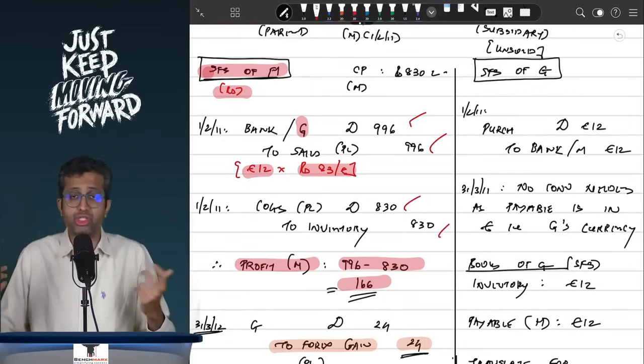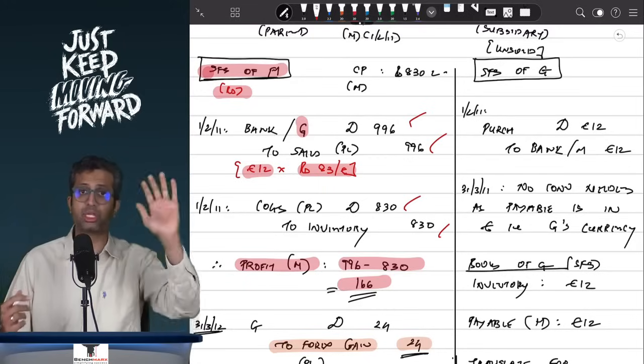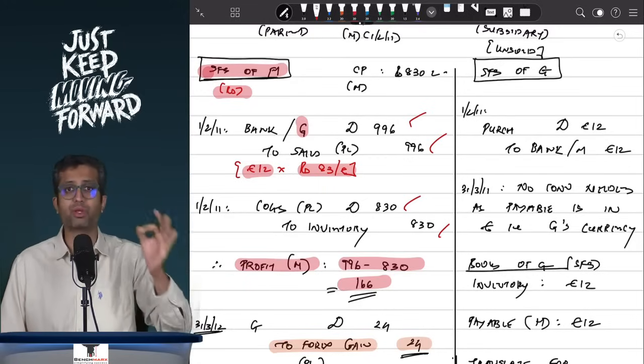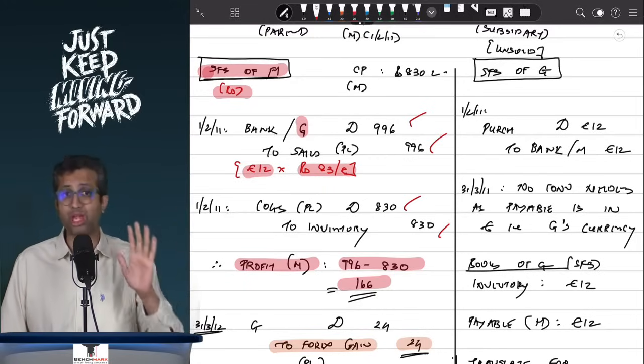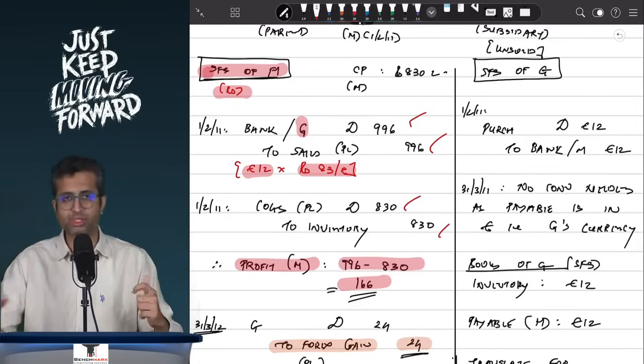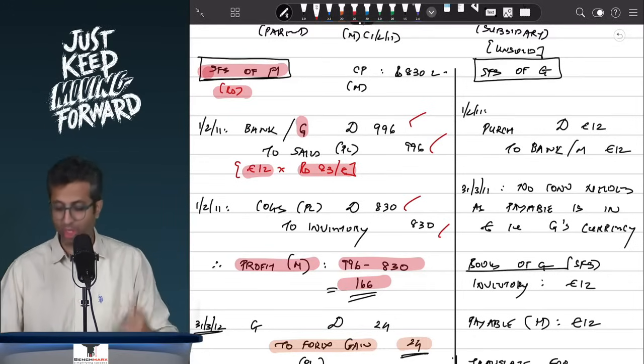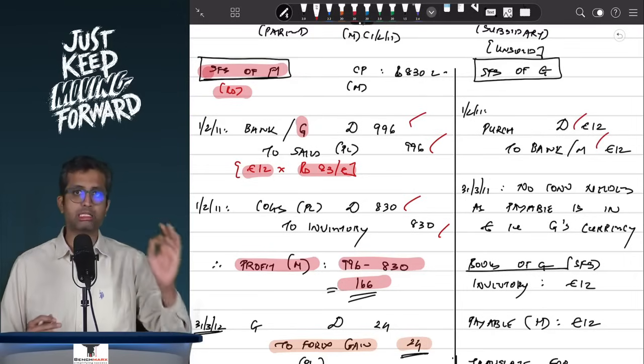When I go to the books of G, I would say that euro is my currency and the invoice is denominated in euros, and hence on 1st February the entry will be purchase account debit to bank if it is paid, or M if it is unpaid, at 12 lakh euros. So this is purchase account debit to bank, or M as the case may be. This is 12 lakh euros.